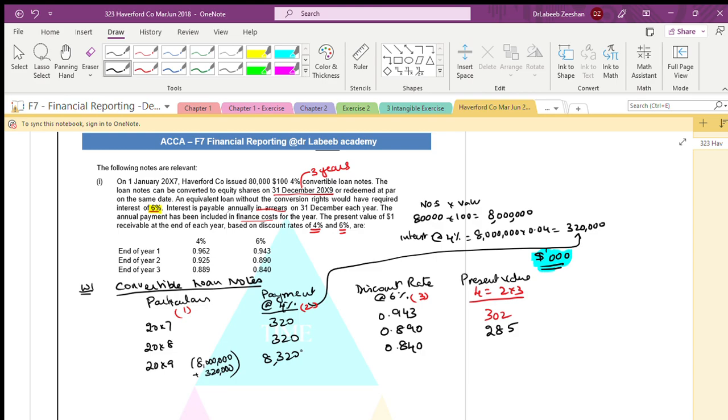0.840. 320 times 1 million. 320 times 0.840. It comes to 6,989. This is in thousands.